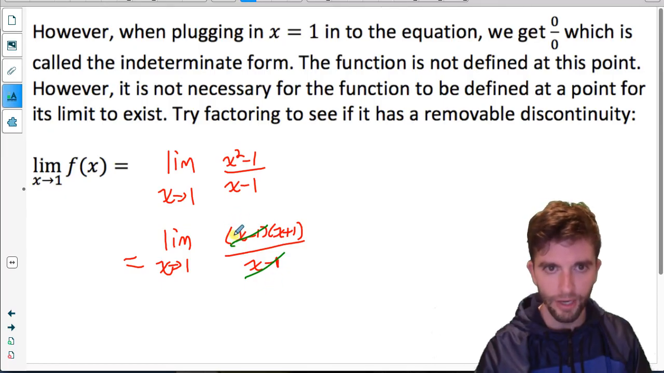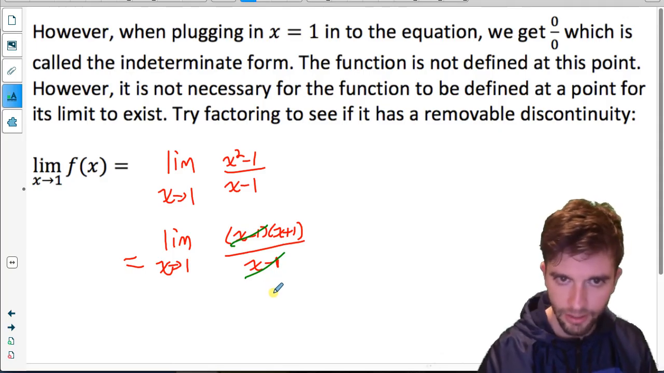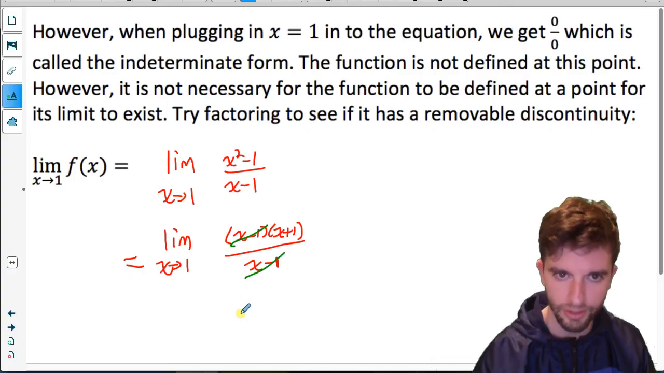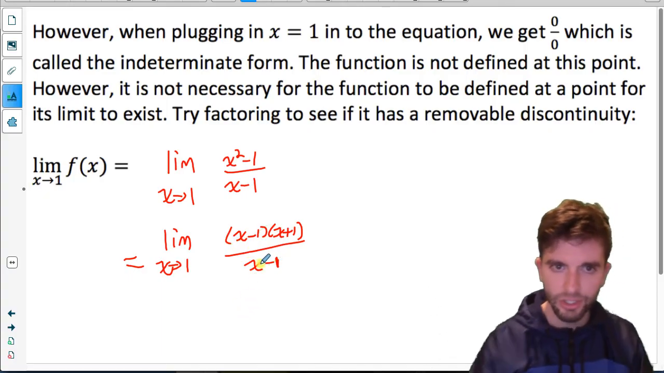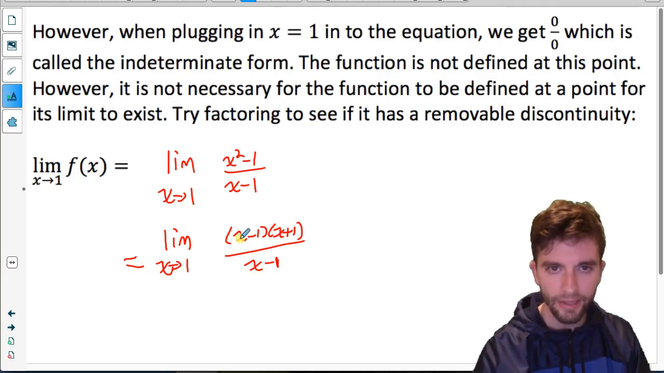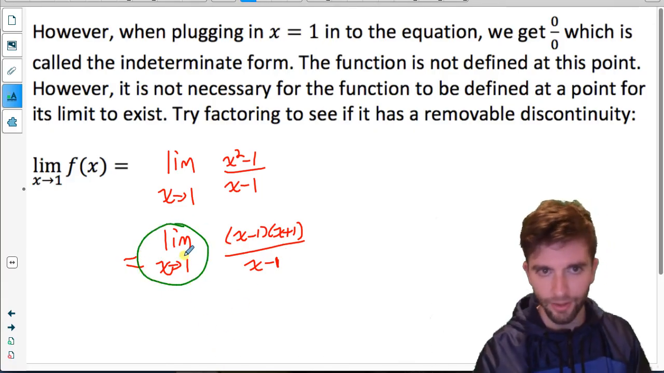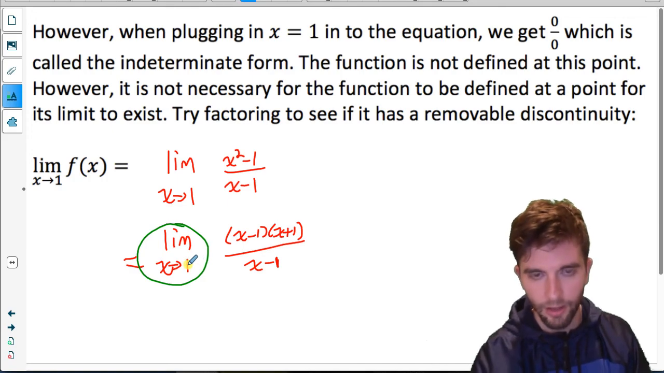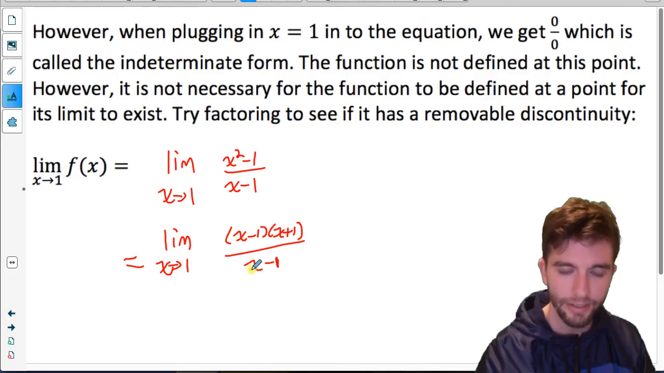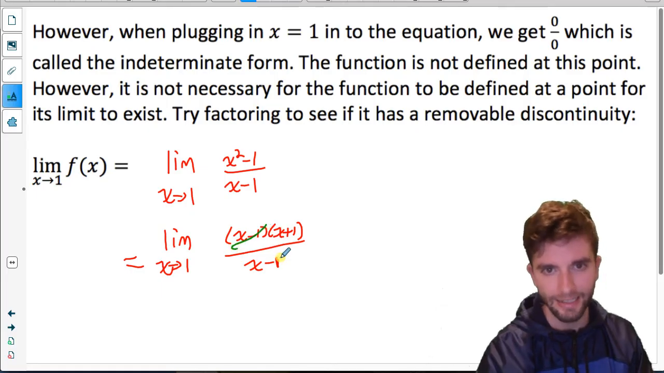Anything divided by itself is 1. Well, not anything, right? 0 divided by 0 isn't 1. So I can only cancel this if I'm sure I'm not canceling out 0 over 0. Well, I can actually be sure I'm not doing 0 over 0 right now. How can I be sure? Well, the only way that both of those factors would be 0 is if x was 1. And what are we finding? We're finding the limit as x approaches 1. So the only value I can guarantee we're not plugging in for x is 1. So since we're only finding the limit as x is approaching 1, I can cancel those out.